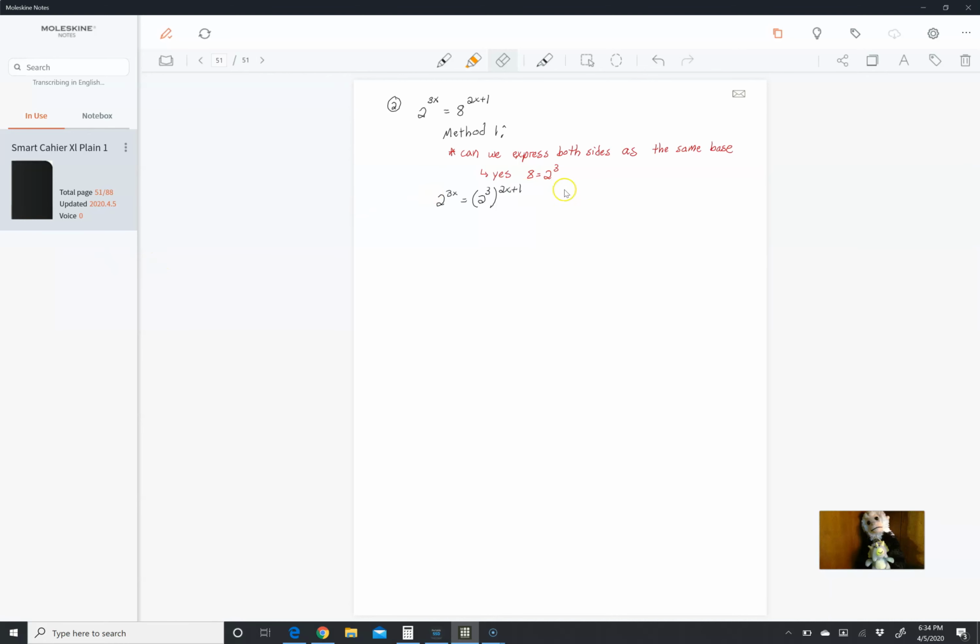Okay, 2 to the 3rd. So we replace the 8 with 2 to the 3rd, and now we have an exponent raised to an exponent. So we can multiply these exponents, which means that 3 is going to get distributed to the 2x plus 1. So now what we have here is 2 to the 3x is equal to 2 to the 6x plus 3.